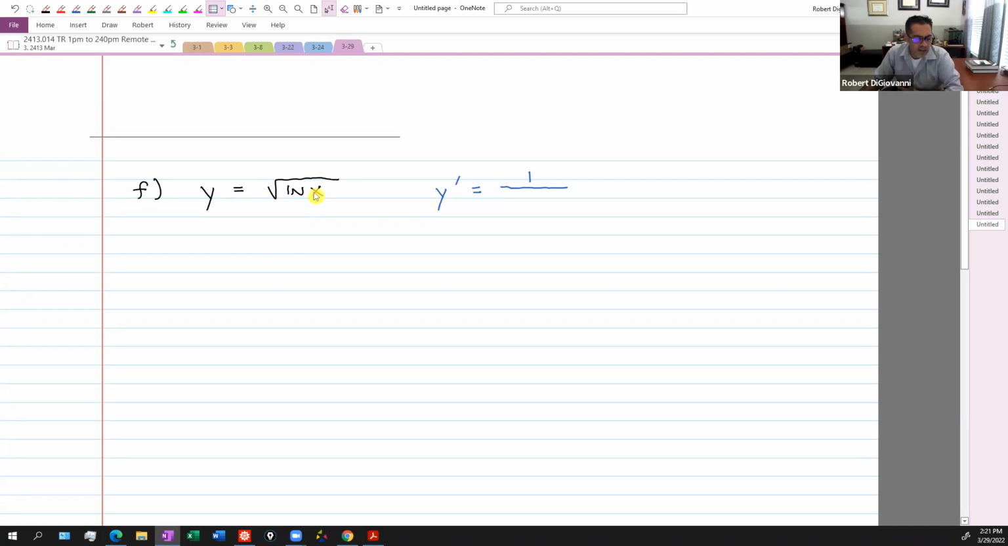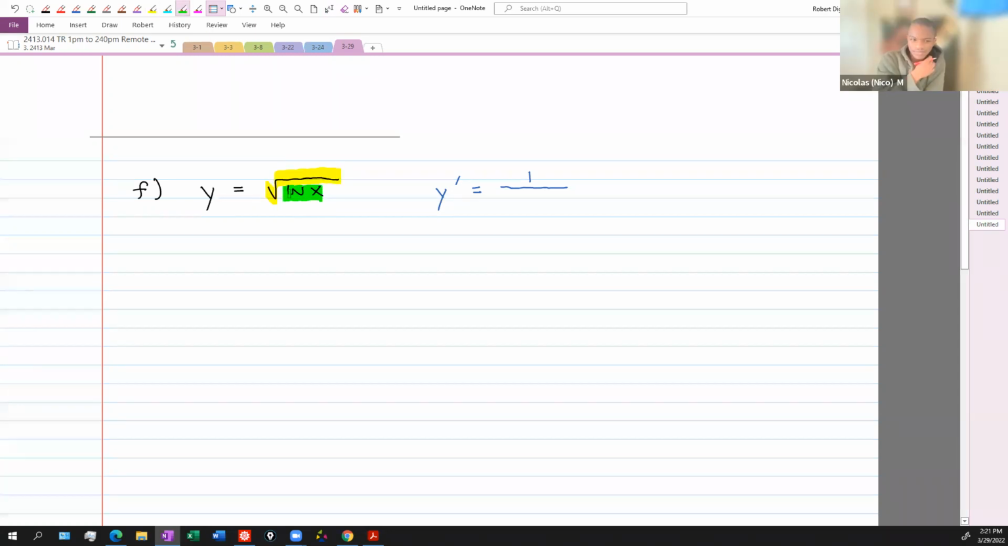If you plugged x in, you would do natural log of x on your calculator, and then you would take the square root, right? Yes. So there's not a multiplication in that. That's just a function inside of another function. So Nico, do you agree that the square root is the outer function and the inner function would be the natural log? Yes. So when you do chain rule, you always start with the outer function.